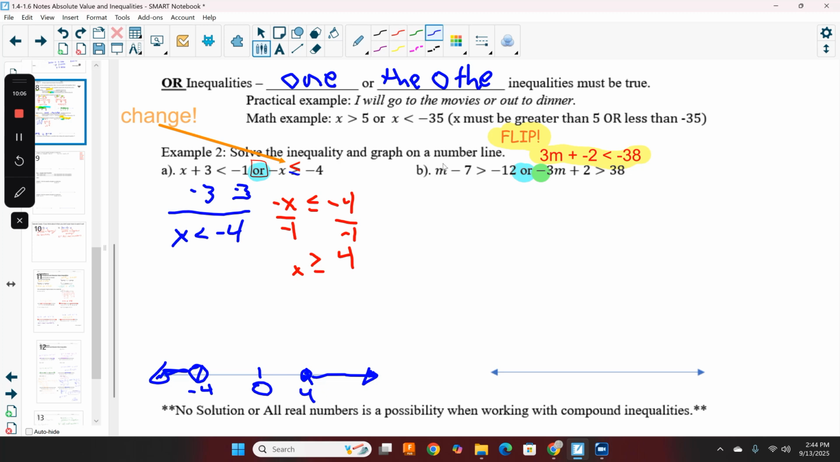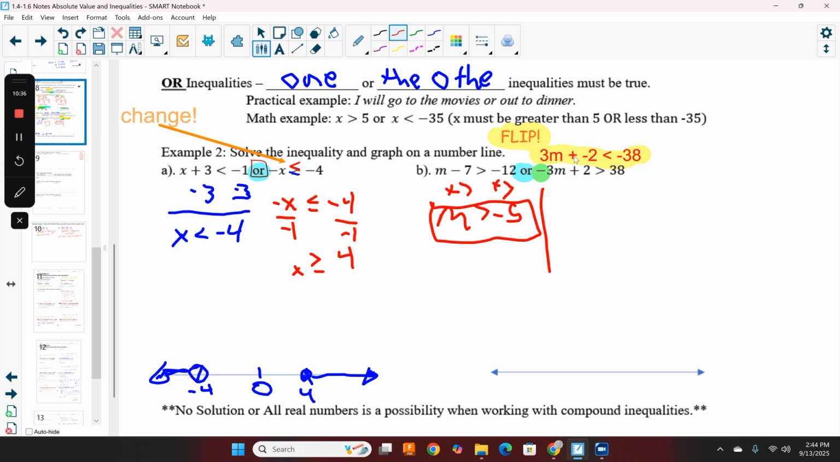M minus 7 is greater than 12. So if we solve that, let's add 7. Add 7. M is greater than 19. On the other side, we need to flip and rewrite that equation. So now that's one of my equations. That's one of my answers.